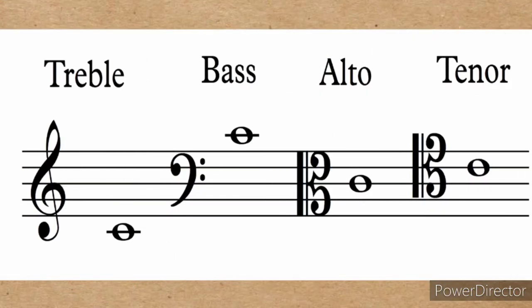We have the treble. Can you see this? That's the first one. The second one is the bass. The third one is alto, and the 4th one is tenor. Now the treble is drawn from line 2. If you look at it, that's where it started from, line 2. The bass is drawn from line 4. Can you see the circle?